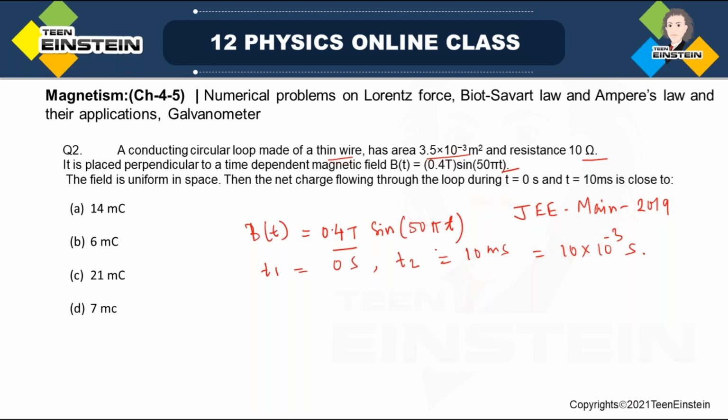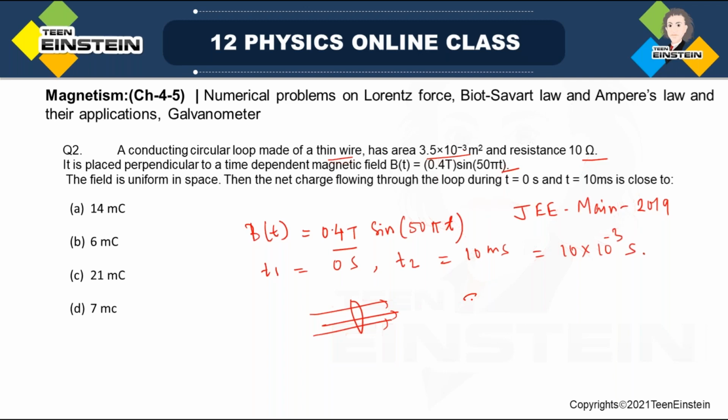During this time interval, we have to find out how much charge is flowing through the conducting circular loop. The conducting circular loop is kept in a uniform magnetic field, and the magnetic field is varied with respect to time. What do you expect when a circular loop, or any kind of loop, is kept in a uniform magnetic field?